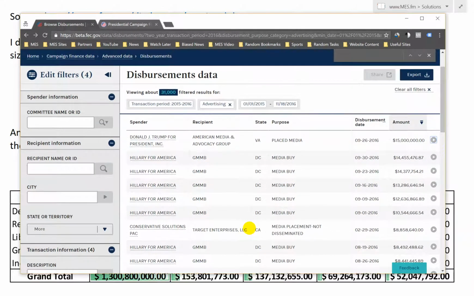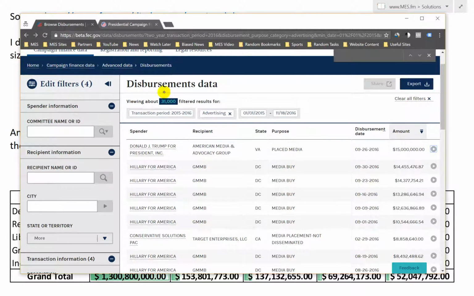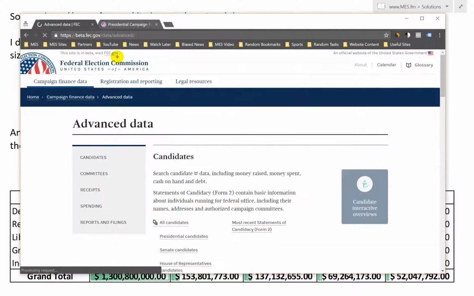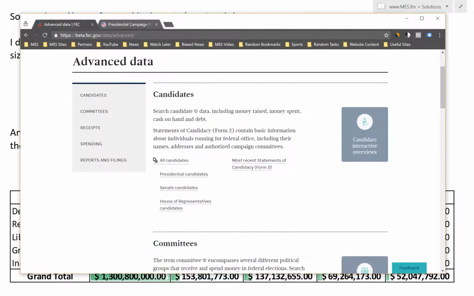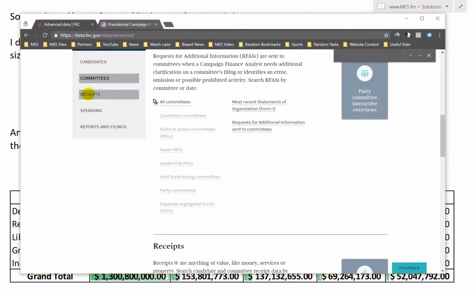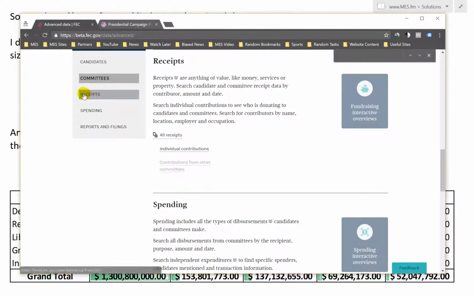So basically, you can play around with this. This is all that giant data I was talking about. This is actually disbursements. I have the disbursements data in Excel, the entire file. But if you look at contributions, this should be a bit easier. You could see who contributed to her and when. This is receipts. If you want to see who paid which campaign, you go to receipts right here. I think it's individual contributions or contributions from other committees.